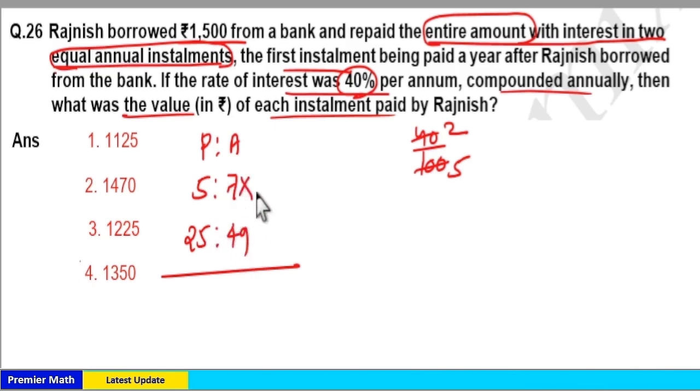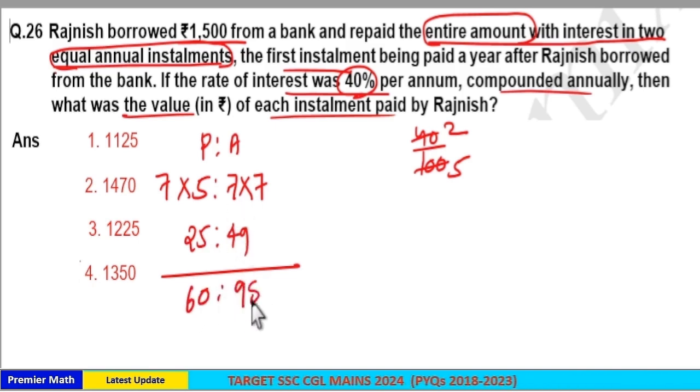So in order to equalize the amount, we should multiply first year amount with 7. Now in order to balance the ratio, multiply 5 with 7 as well. Now we have balanced the ratio as well. And here we have equalized the amount in first year and second year, that is 49 part each. Now if you take the sum of principal, 35 plus 25 is 60 part and 49 plus 49 is 98 part.